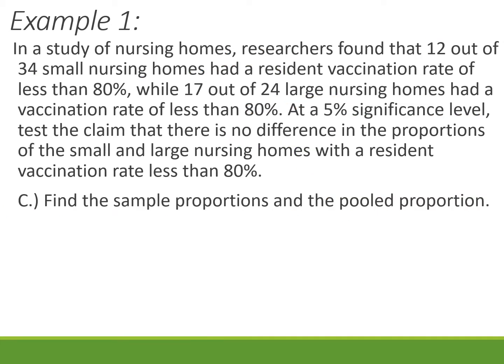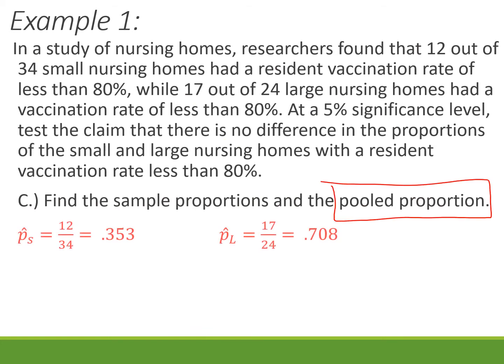Now we want to find the sample proportions and something called the pooled proportion. Sample proportions are easy enough. For small nursing homes, it was 12 out of 34, and for large nursing homes, it was 17 out of 24. So we got 0.353 and 0.708 for our sample proportions. This pooled proportion is based on the null hypothesis.